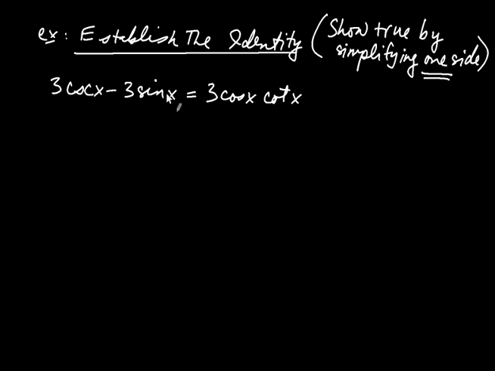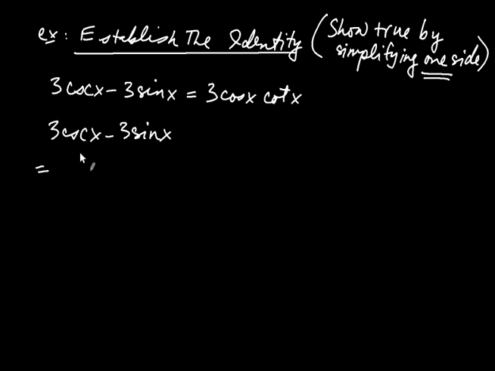So I'm going to take this side only and simplify it, just like I did in the previous example. And when I'm done with that simplification, hopefully I get that right-hand side. All right, let's see how this works. So we take 3 cosecant x, take away 3 sine x, and I simplify that.